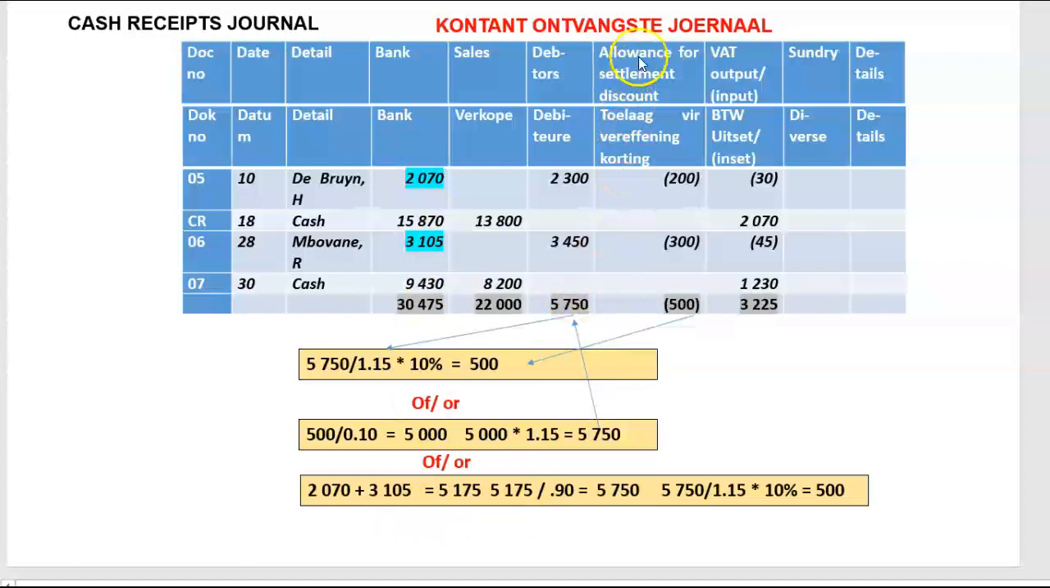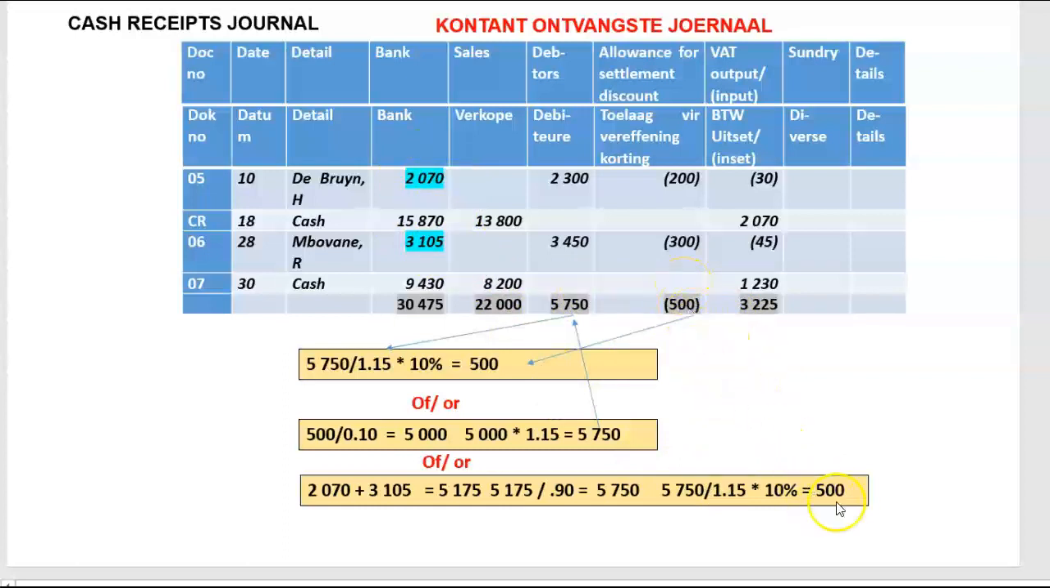Then you should also be able to fill in what the allowance for settlement discount was applicable on the 5750, and that would have been 500 Rand. How did we get there from the 5750? Well, the 5750 is the amount credited against debtors, so that includes VAT. So if we take out the VAT, there's only 5,000 Rand VAT exclusive left. And that multiplied by the 10% allowance for settlement discount gives me 500 Rand. So you will be able to calculate that 500 Rand yourself by only giving you the 2070 and the 3105.